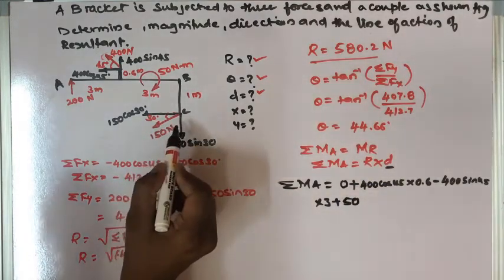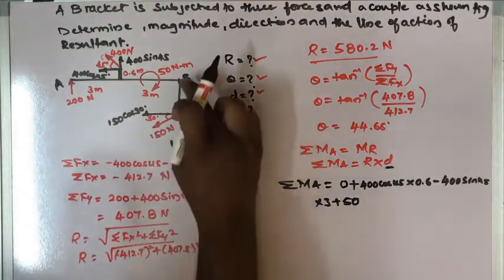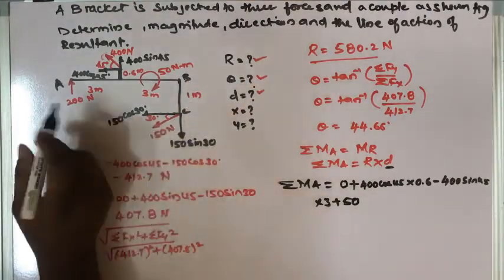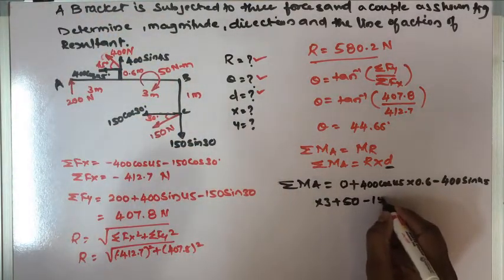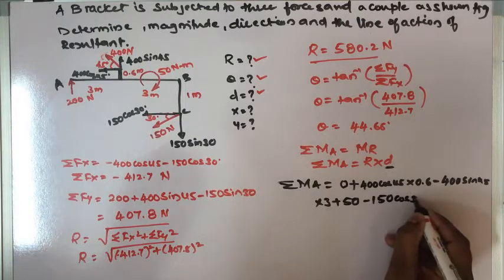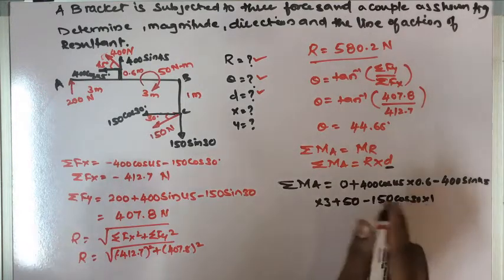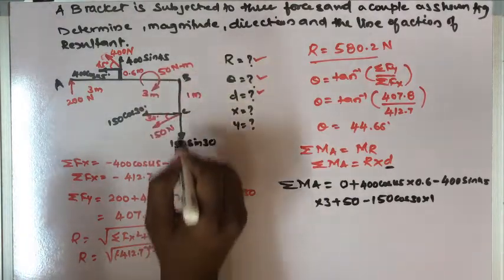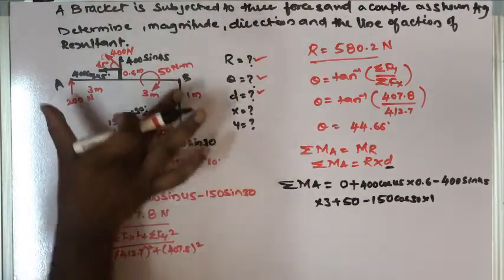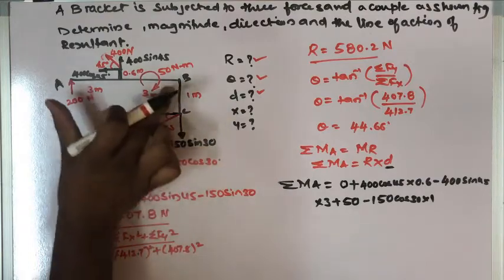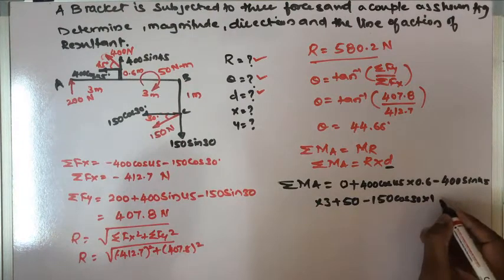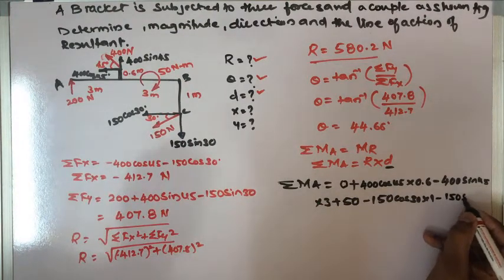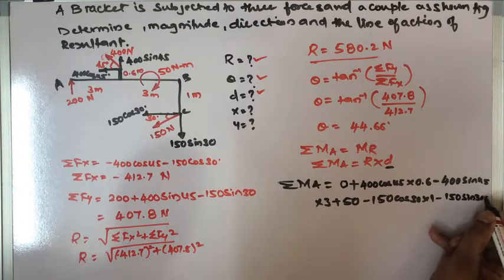Then come to this force. The line of action of the force is this, and the perpendicular distance is 1 meter. So it will create again an anti-clockwise moment. So minus 150 cos 30 into the distance of 1 meter. Now come to the next force, which is 150 sin 30. The line of action of the force is this, and the perpendicular distance is 3 plus 3, 6 meter, and this will create again an anti-clockwise moment. So it will be minus 150 sin 30 into 6 meter.